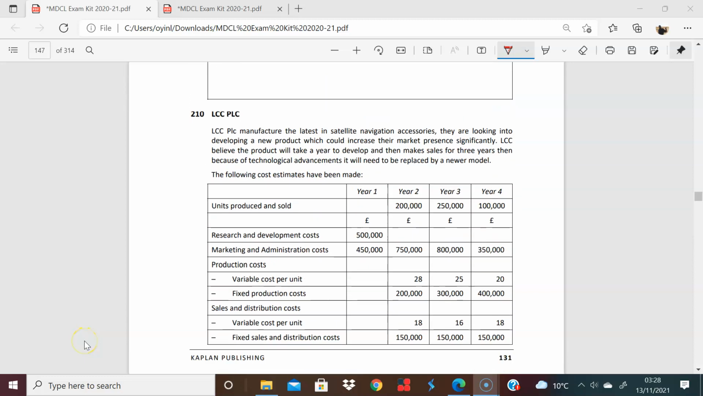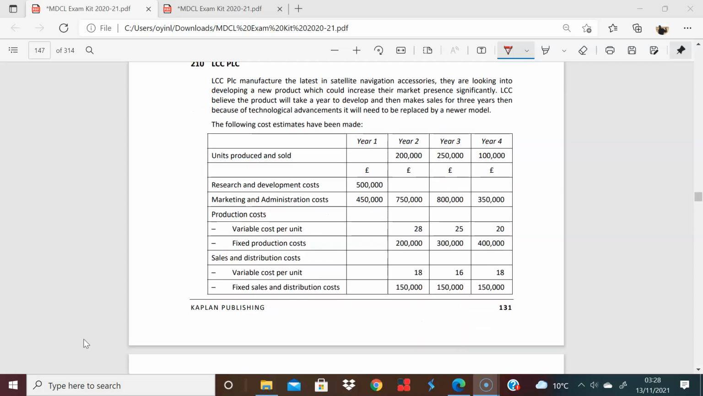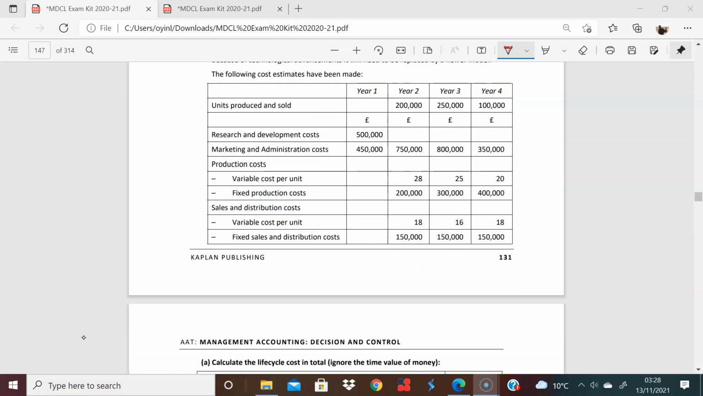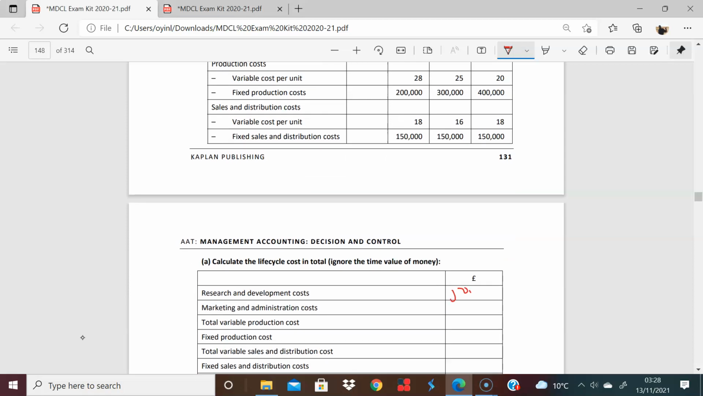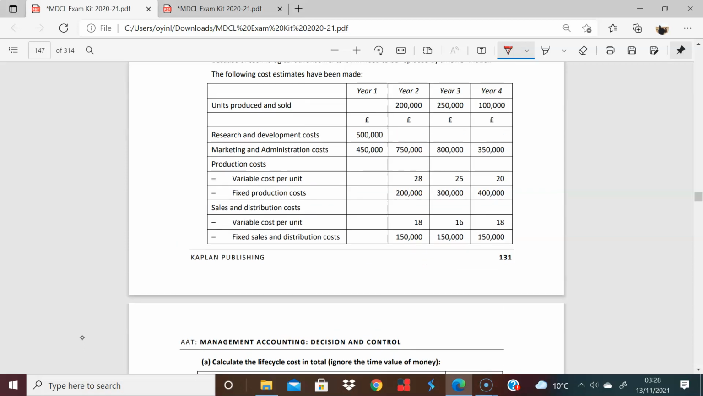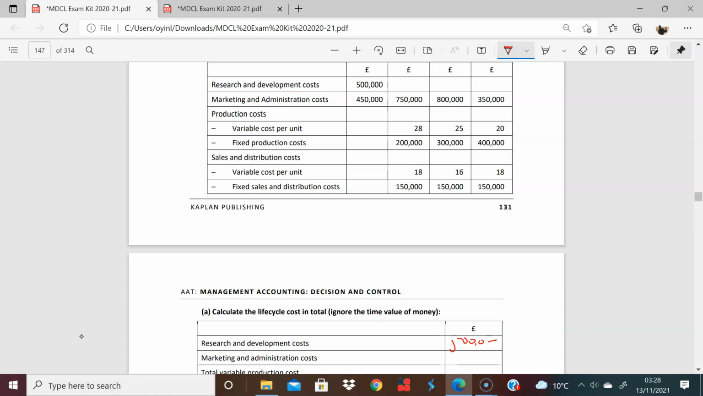Okay, so LCC, pretty much the same type of thing we've just done above. So I'm just going to go through this and then go to the answer so we can discuss the written bits. But the principle is the same, and we want to catch all the costs over the entire process. And so again, in year one, we have 500,000 in terms of research. And in marketing and admin, I'm going to add all these together.